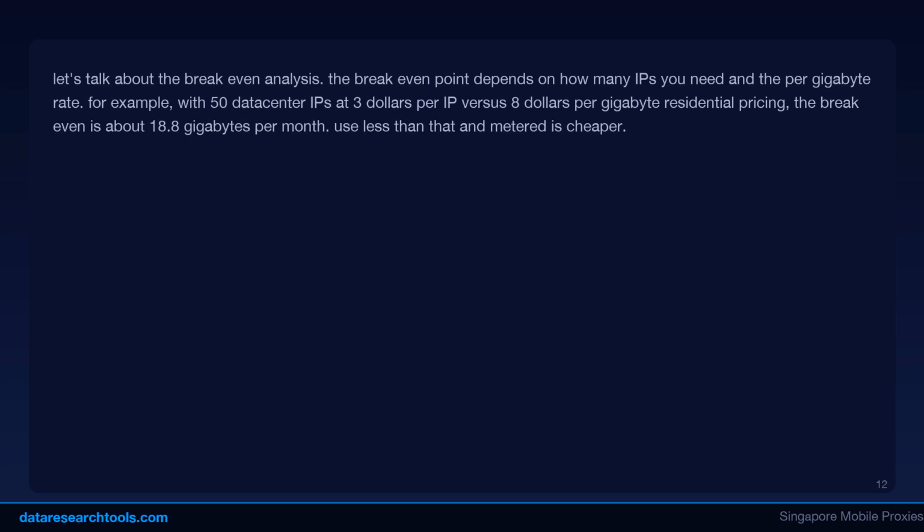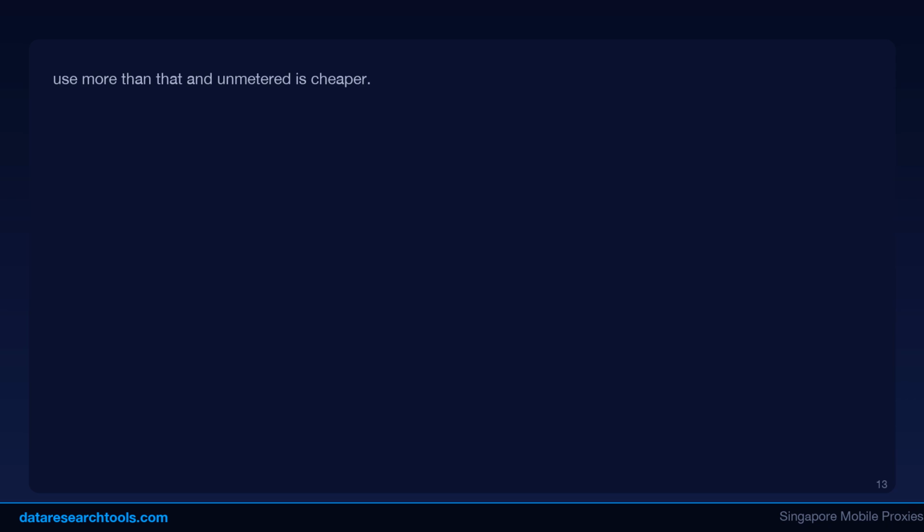Let's talk about the break-even analysis. The break-even point depends on how many IPs you need and the per gigabyte rate. For example, with 50 data center IPs at $3 per IP versus $8 per gigabyte residential pricing, the break-even is about 18.8 gigabytes per month. Use less than that and metered is cheaper. Use more than that and unmetered is cheaper.